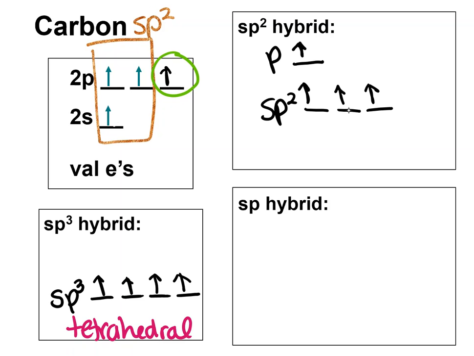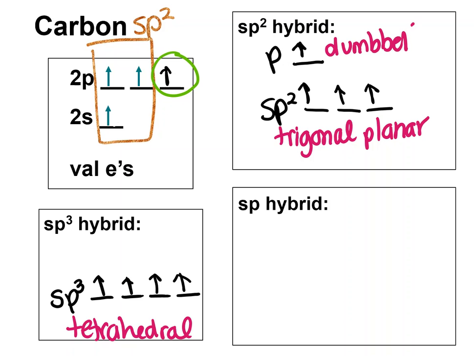Let's talk about geometries. sp2, the geometry will be 3 electron groups is how you could say it. So this is trigonal planar, and then you remember how p orbitals look, they're dumbbell shaped. They have the 2 lobes.